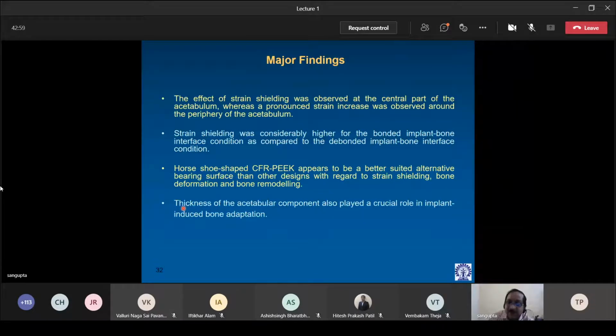And obviously, the thickness of the acetabular component played a crucial role in implant-induced bone adaptation. Remember, this is implant-induced bone adaptation. So here it is purely implant-induced, that once you put the implant, the mechanical environment actually changes.